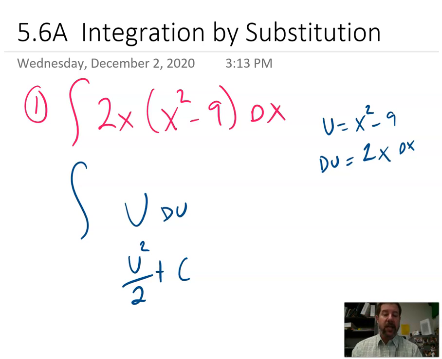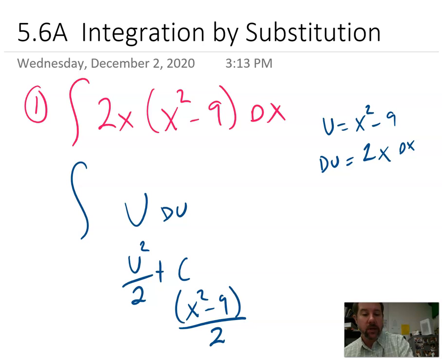And then what we can do is go back, now that we've integrated this nice and easy, and plug in for the u. So this is the same thing as (x squared minus 9) over 2, u squared plus c. Okay. Now notice again, our answer here looks a little bit different.